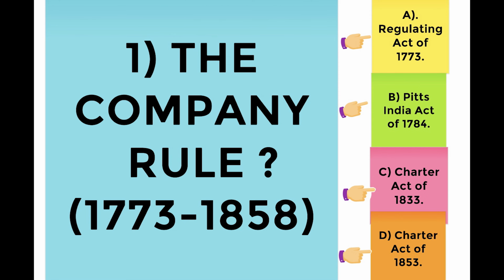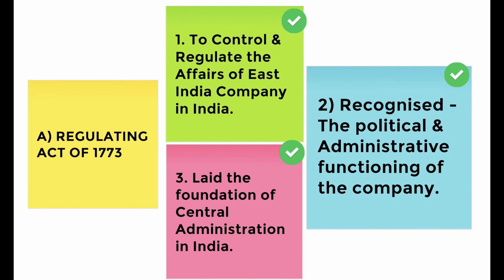First, the very important act under the Company Rule, that is the Regulating Act of 1773. So this act is of great constitutional importance. Now here there are three very important aspects when it comes to understanding what exactly the Regulating Act of 1773 talks about.